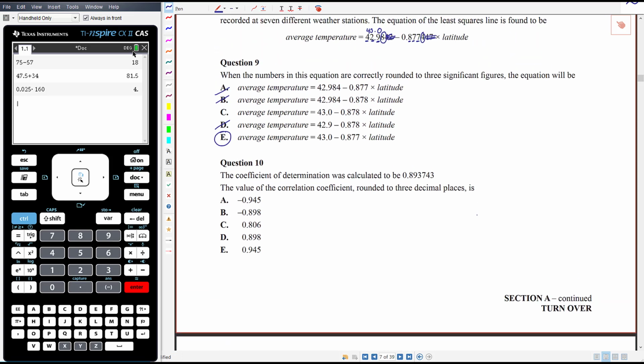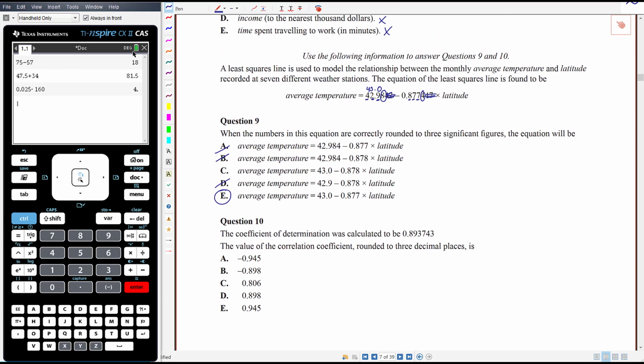Question 10. The coefficient of determination was calculated to be 0.893743. The value of the correlation coefficient, rounded to 3 decimal places, is. Okay, so the first thing we need to look at here is that we've got negative slope, which means we have negative correlation.